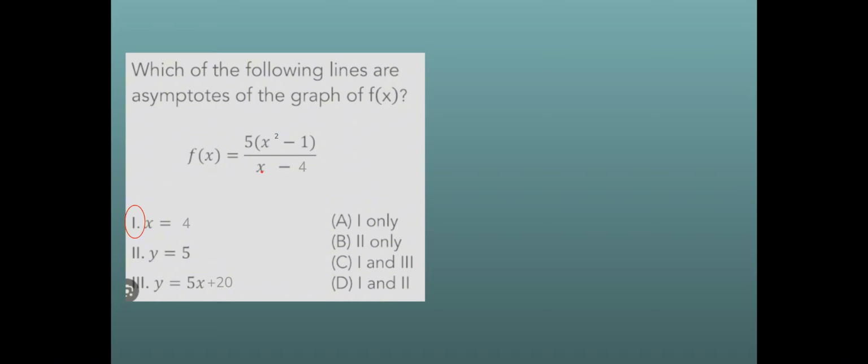Now, we need to see if there's a horizontal or a slant asymptote as well. Well, you have to look at the degree of the numerator and the denominator. The degree of the numerator is 2, and there's no degree here, but that just means it's 1. So that means the numerator is exactly 1 greater than the denominator. So that means it's not a horizontal asymptote, so you can cross out number 2.